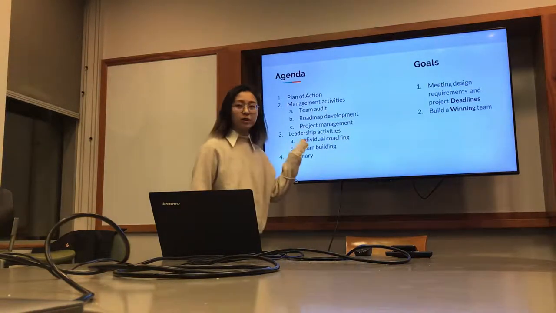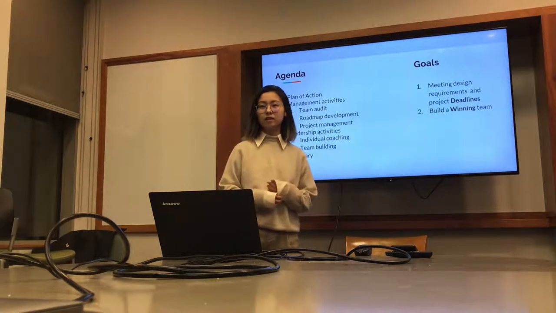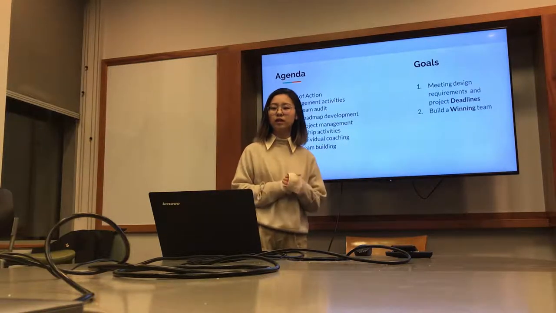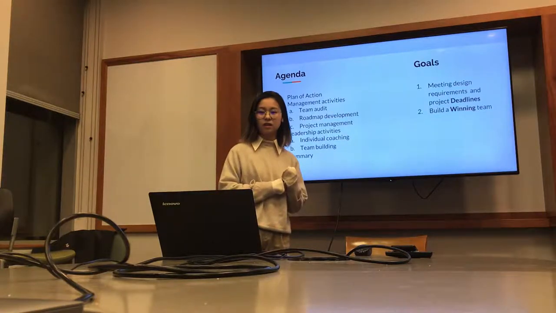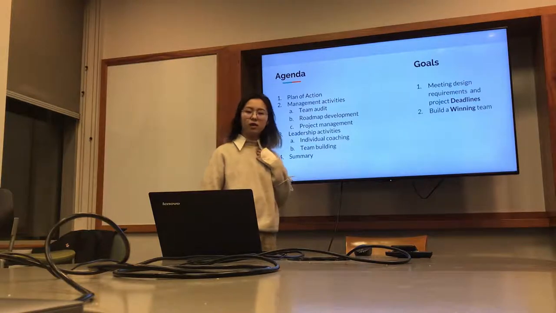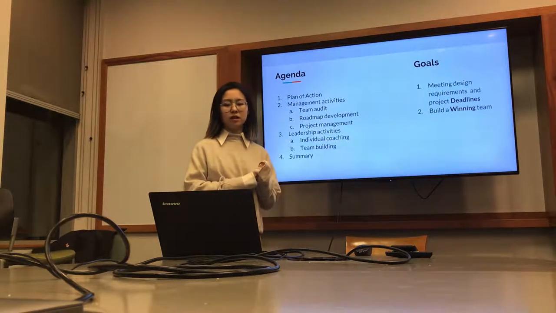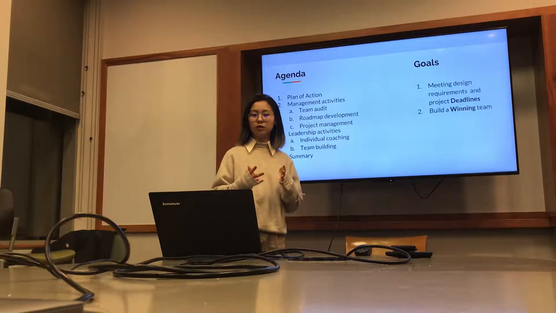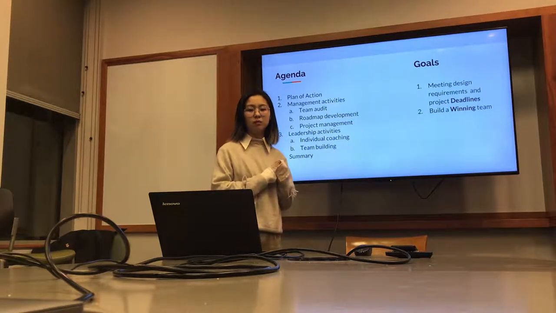So here is our goal and agenda. We're going to talk about our plan of action first. Under our management plan, there are two parts: management activities and leadership activities. Under the management activities, we're going to talk about team audit, roadmap development, and project management. For our leadership activities, we're going to separate it into two sections: individual coaching and team building.